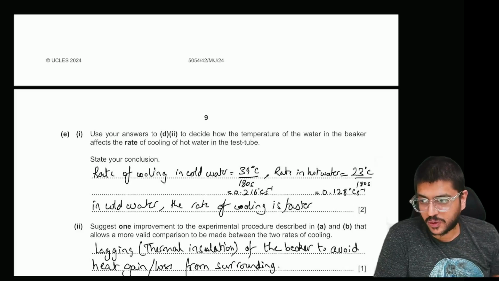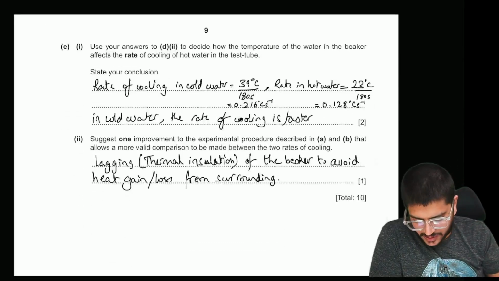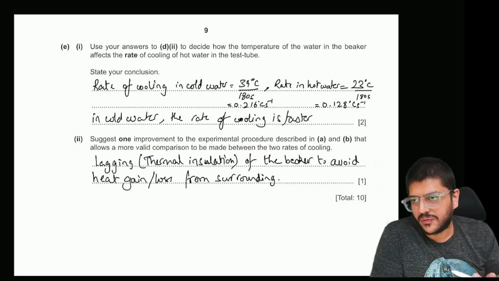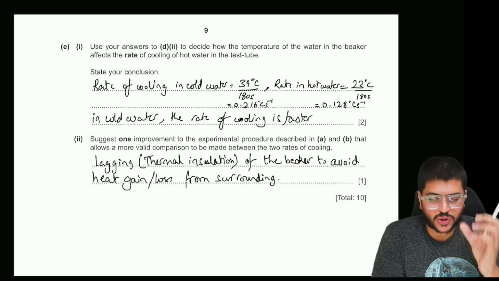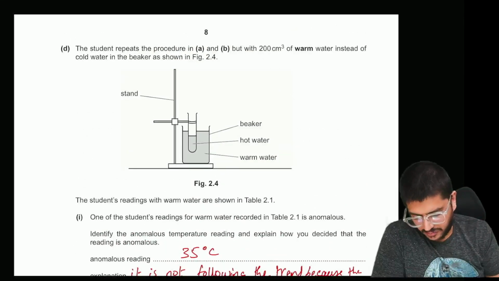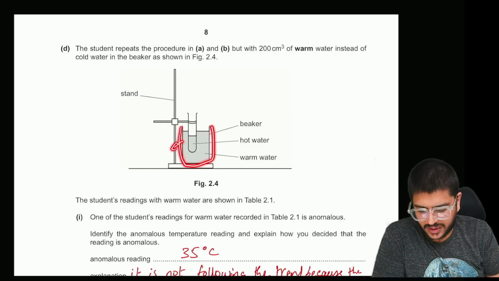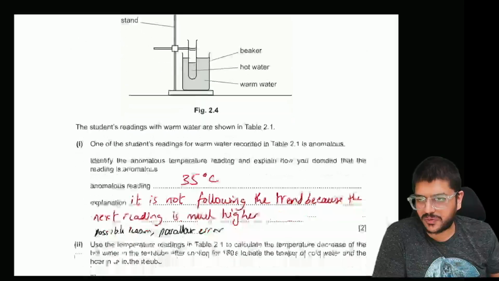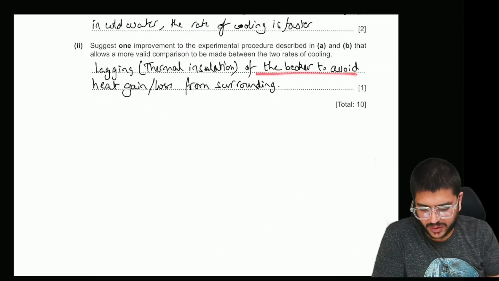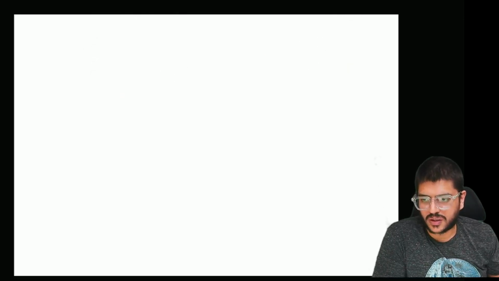So suggest one improvement to the experimental procedure in A and B that allows for a more valid comparison to be made of the rates of cooling. So whenever it's a heating experiment, you have to ensure that the beakers are lagged. So this warm water beaker, this should be lagged. Lagging should be done, so heat losses to the surroundings can be prevented so that your results can be accurate. So lagging, thermal insulation of the beaker, to avoid heat gain or loss from the surroundings.